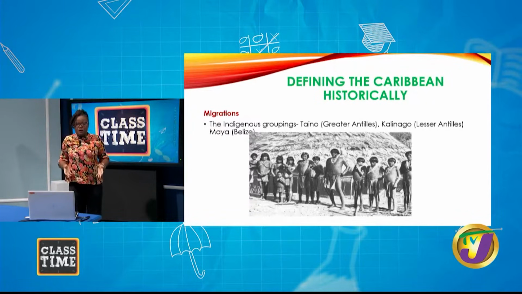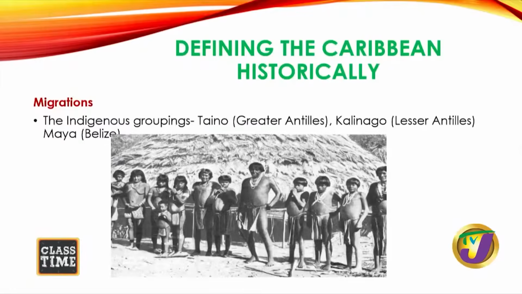The first grouping of people we're talking about are the indigenous peoples, right? They also migrated here. They didn't originate here. They were originally from Asia. Their ancestors were originally from Asia. And they crossed during the last ice age to come to North America, Central America, South America, and eventually into the Caribbean space, the Caribbean region.